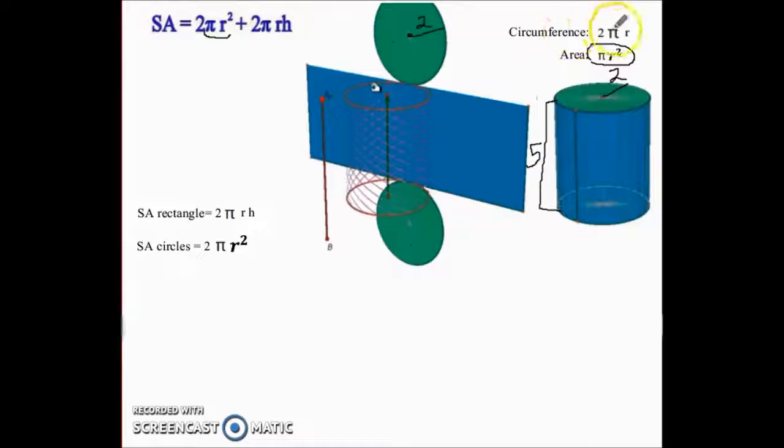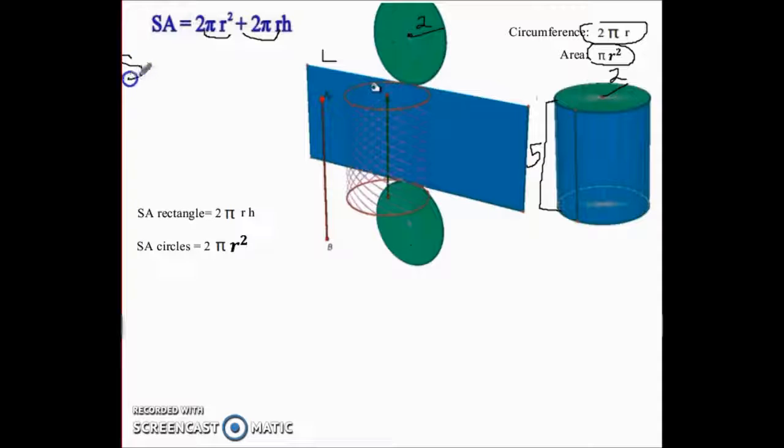2 pi r. 2 pi r is the circumference of a circle, or around this part, which is the length here. So we have 2 pi r is the length of this, or the circumference of this, times the height of the cylinder, which is 5. So let's just plug in all of our numbers. We're only going to look at this to solve this, and this.